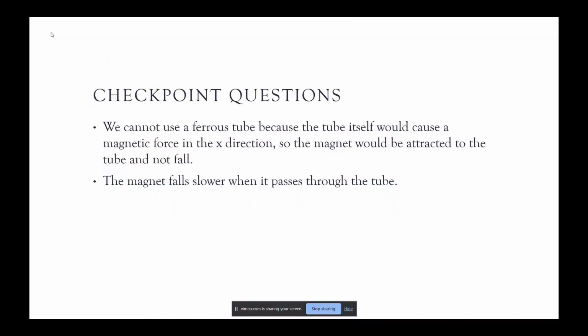First of all, we cannot use a Faraday's tube because the tube itself would cause a magnetic force in the x direction, so the magnet would be attracted to the tube, stick to it, and not fall. Also, the magnet falls slower when it passes through the tube compared to when it falls in free space.